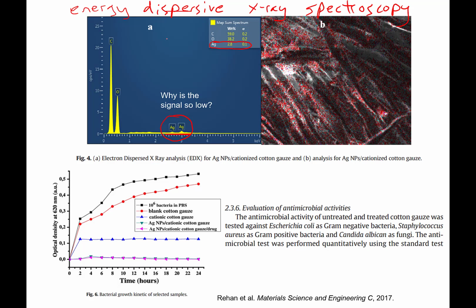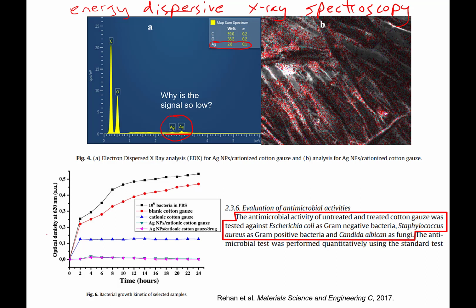Lastly, after they verified that it was there, they also did some studies to look at how well it inhibited bacterial growth. And so what I want to point out here is that they tested efficacy using Escherichia coli as their gram-negative bacteria, Staphylococcus aureus as a gram-positive, and then Candida albicans as a fungi. So again, they're testing against our common offenders that we know cause implant-associated infections.